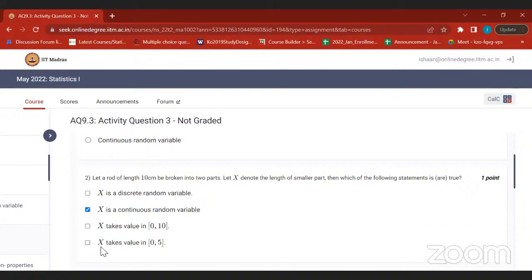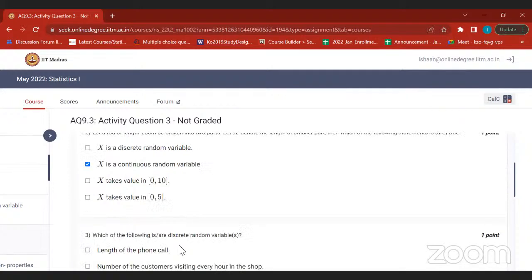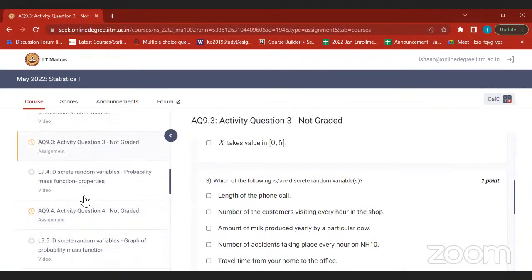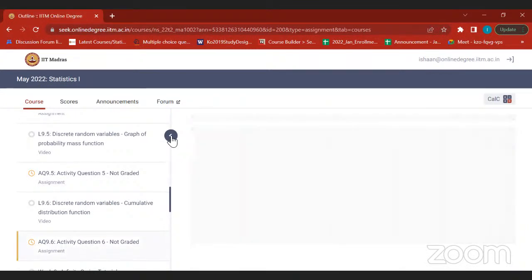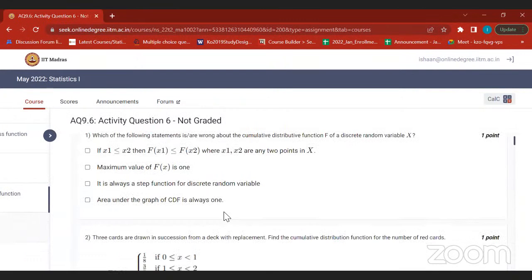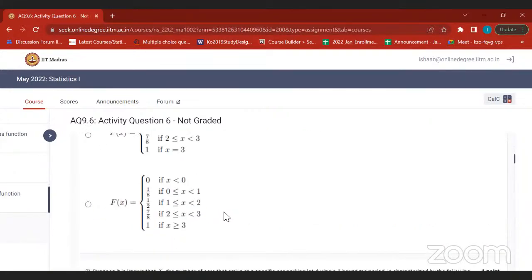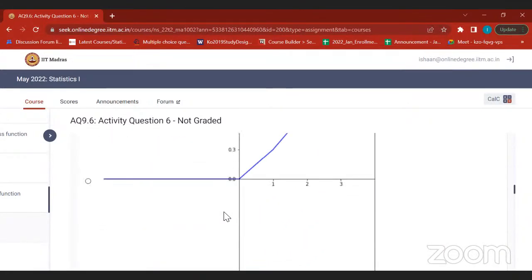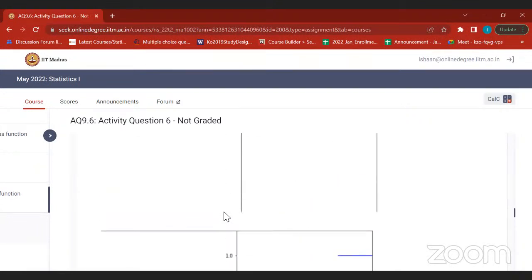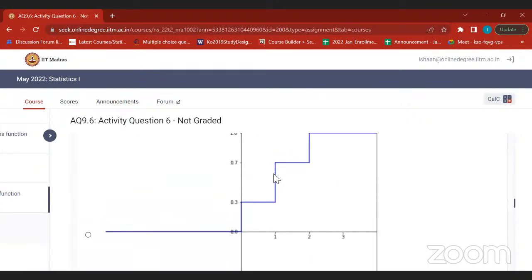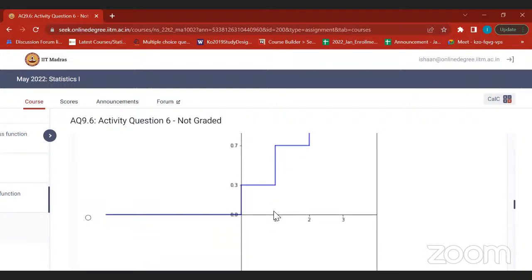Okay, sir. And 9.6, question number 4, the CDF graph question. It is a step function, but in the tutorial it's given as a vertical line. Because we don't join these lines actually, because there is a discontinuity at these points, right?